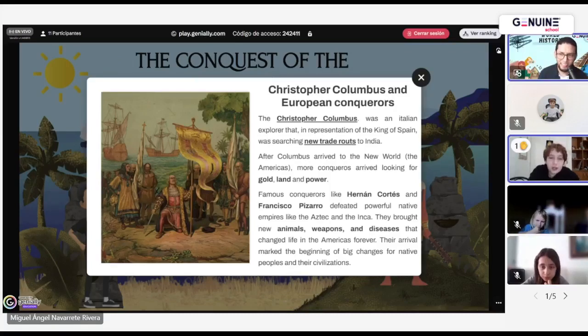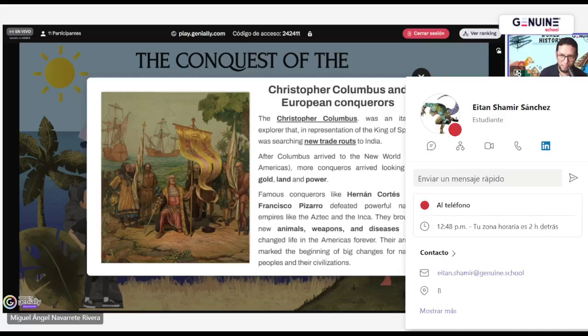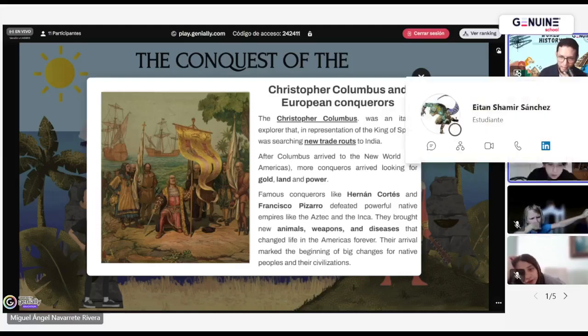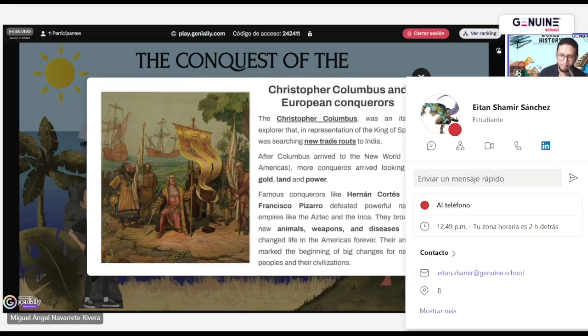Christopher Columbus and European conquerors. Christopher Columbus was an Italian explorer that, in representation of the King of Spain, was searching new trade routes to India. After Columbus arrived to the New World, the Americas, more conquerors arrived looking for gold, land, and power. Famous conquerors like Hernan Cortes and Francisco Pizarro defeated powerful native empires like the Aztec and the Inca. They brought new animals, weapons, and diseases. They changed life in America forever. Their arrival marked the beginning of big changes for native people and their civilizations.